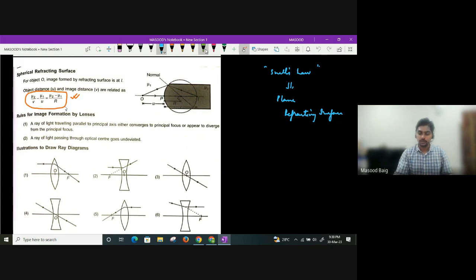Now, all the measurements, as you all know, should be taken from the pole. You see, from pole to object. Is it being measured opposite to the direction of the incident ray?